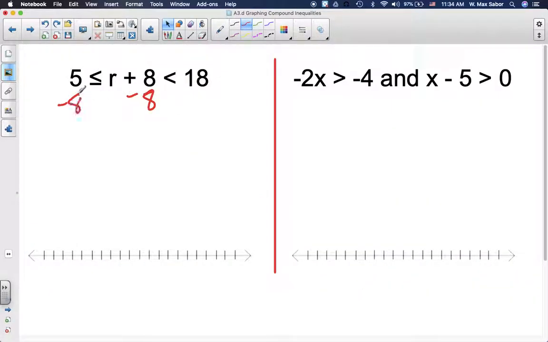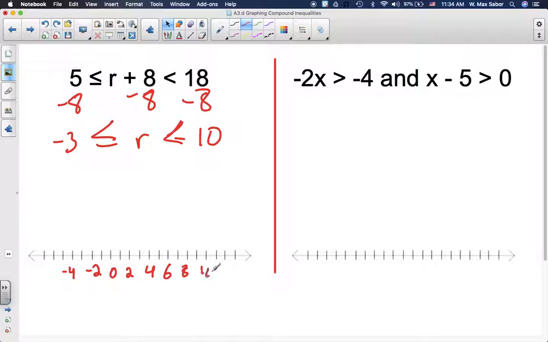Subtract 8 from both sides, or all sides, I guess. Negative 3 is less than or equal to r is less than, oh, not less than or equal to, less than 10. So we'll have negative 4, negative 2, 0, 2, 4, 6, 8, 10. Here's our open circle. Here's our closed circle. This one's closed. This one's open because this one did not have an "or equal to." This one did. And we're shading between those two because r is between those two.